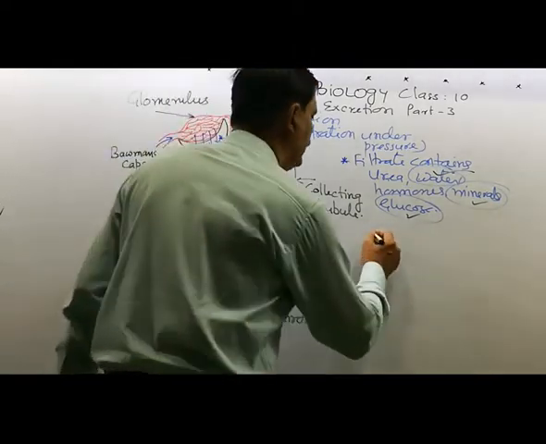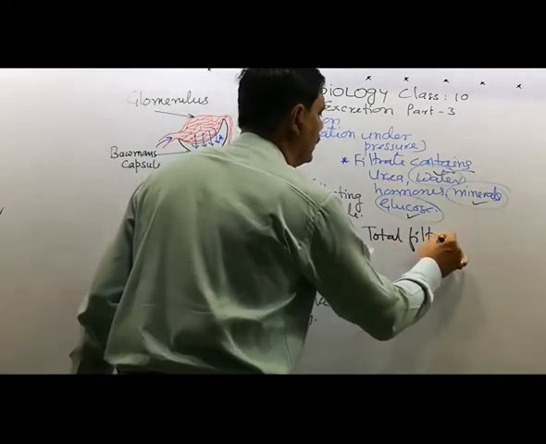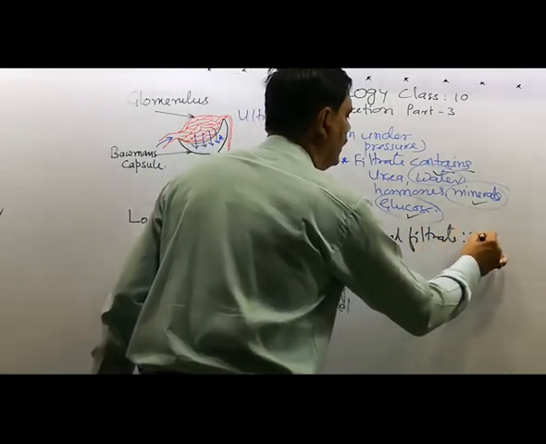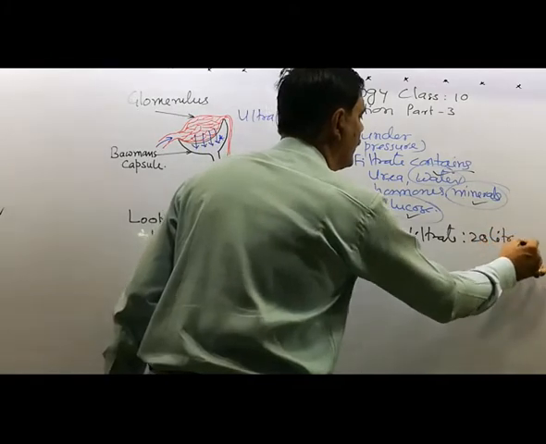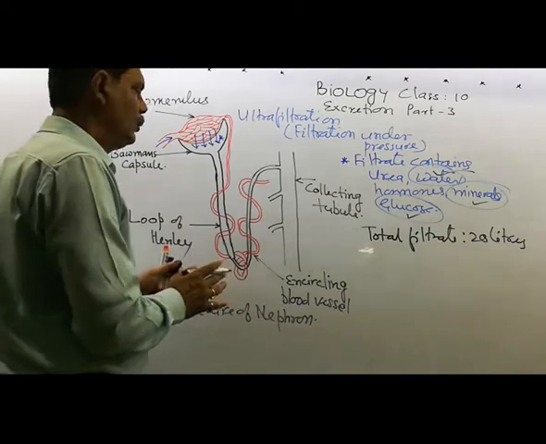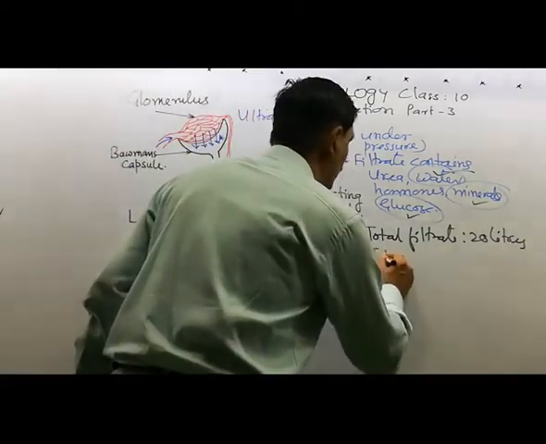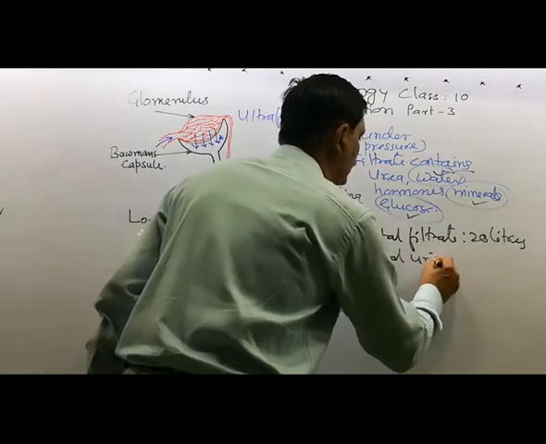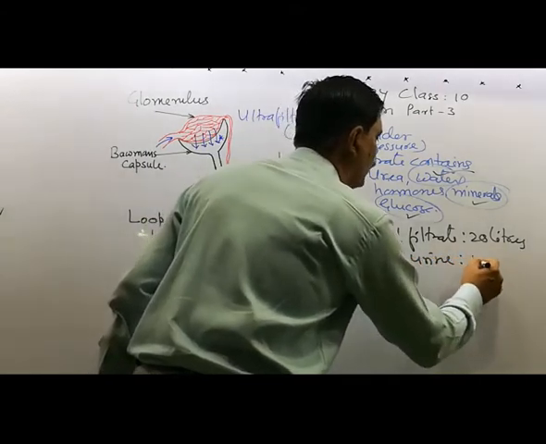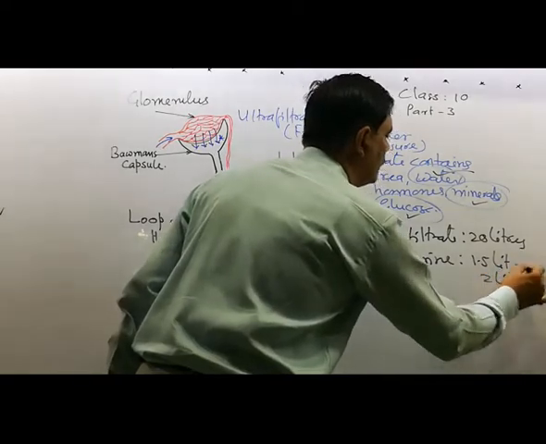The total filtrate is nearly 20 liters, and the final output from the combined kidneys, that is the total urine, is from 1.5 liters to 2 liters per day.